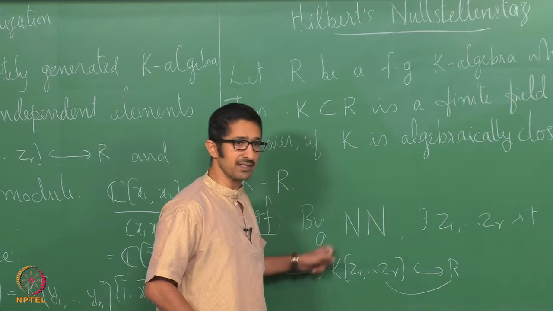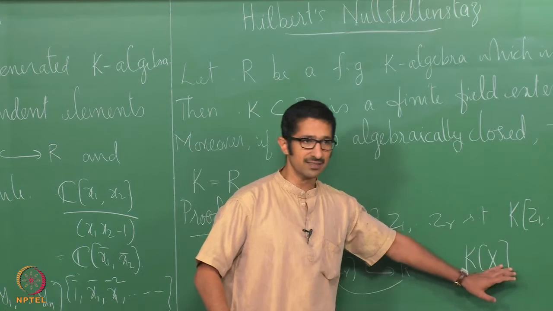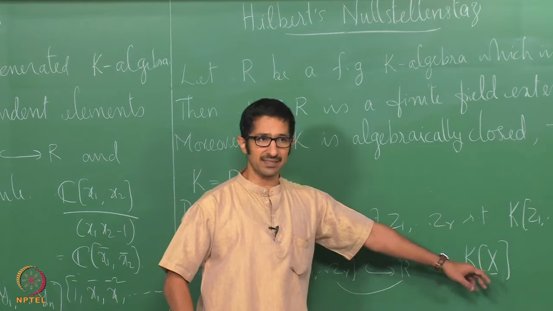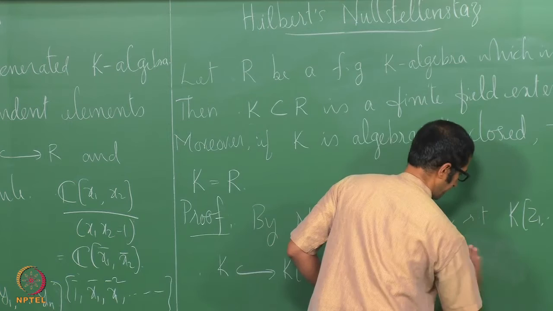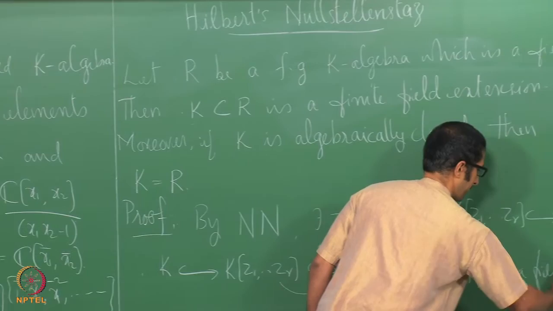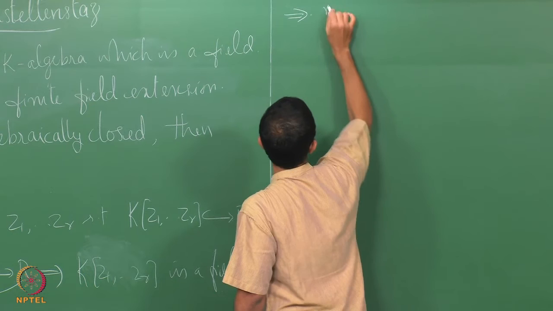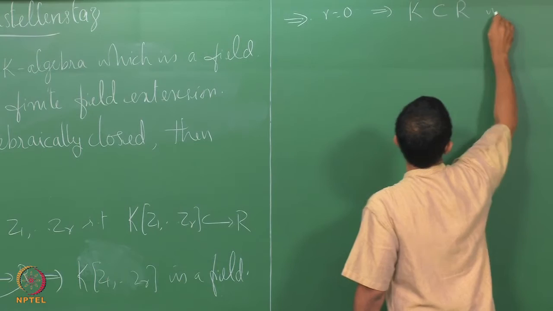How can this be a field? The only way is r is 0. A polynomial ring K[x1, ..., xn] can never be a field unless n is 0. So, therefore, this implies that K[z1, ..., zr] is a field. What does that say? That says that r is 0. That says that R over K is finite.